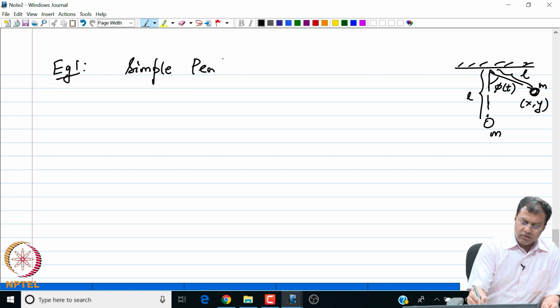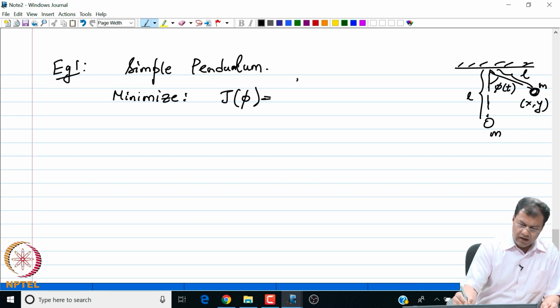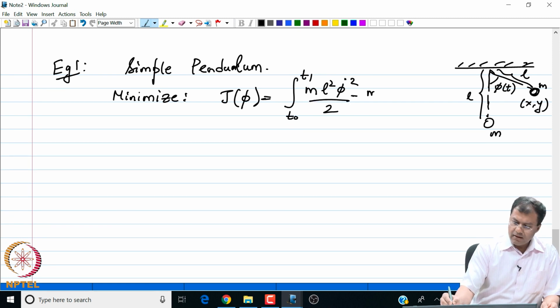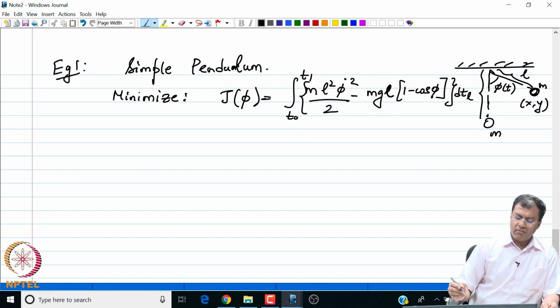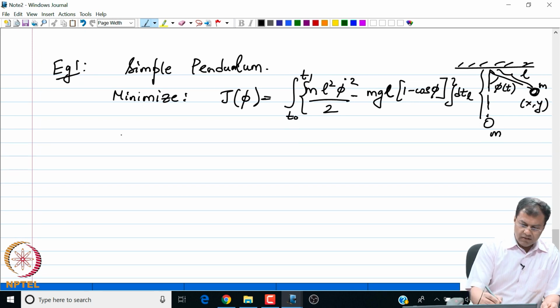So I am not going to write down the statement, but rather state the functional directly. In this case I have to minimize the action integral, which was described a few lectures back. So J of phi is the integral of the Lagrangian, which is m L square phi dot square by 2 minus m g L (1 minus cos phi), times dt.